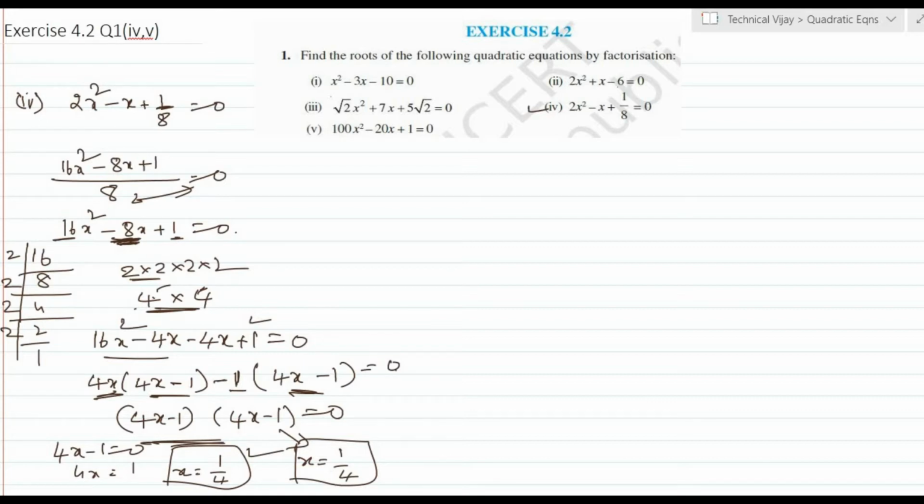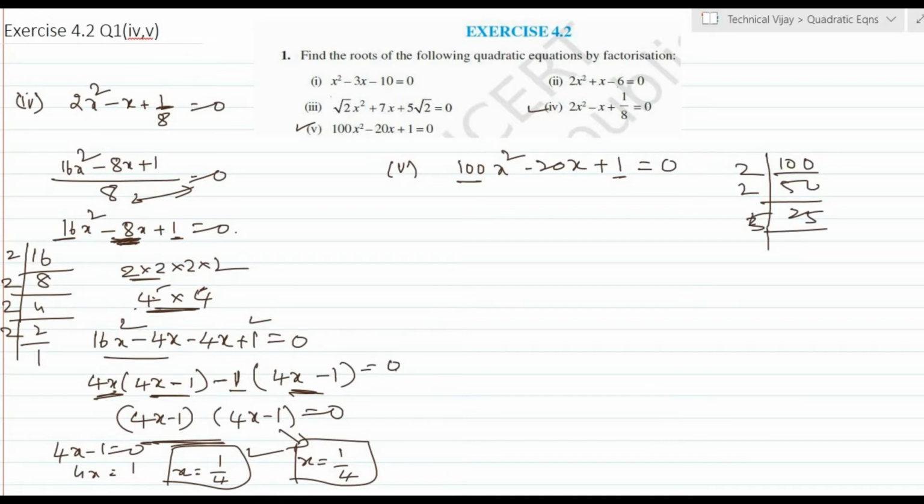So now we will go for this fifth portion, that is 100x square minus 20x plus 1 is equal to 0. So here 100 and 1 will multiply. So here we will find out the factors for this 100. So 2 50s, so 2 25s, and then 5 5s, and here 5 1s. So here 2 into 2 into 5 into 5. These are the factors for this 100 and 1.